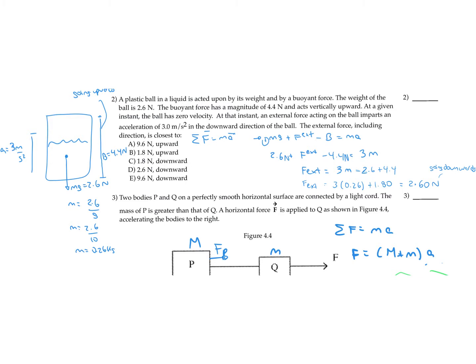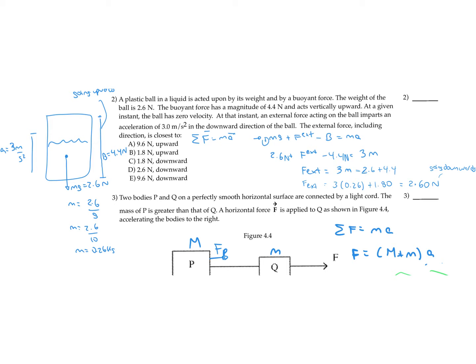In the next problem, we have a plastic ball in a liquid that is acted upon by its weight and by a buoyant force. We know that the weight is 2.6 newtons and that the buoyant force has a magnitude of 4.4 newtons, which is acting vertically upward.